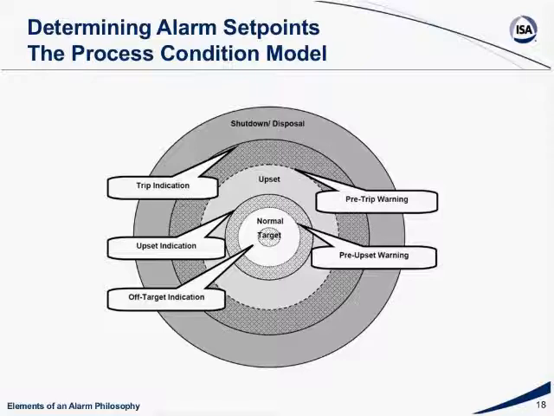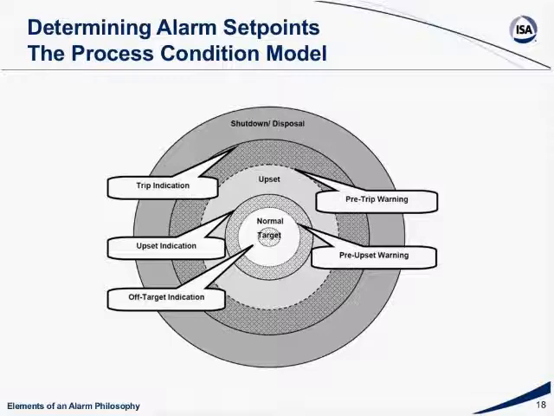Now, here's a key thing, determining alarm set points. And this is the process condition model, taken from ISA 18.2. This is one of the levers we have in set point selection that will give an operator more or less time to respond to things. When you're looking at systems, especially new systems that you're putting in, and you want to choose a set point, you need to look at, okay, what's my normal operating range? And you don't want to alarm in your normal operating range because you'll be alarming all the time.